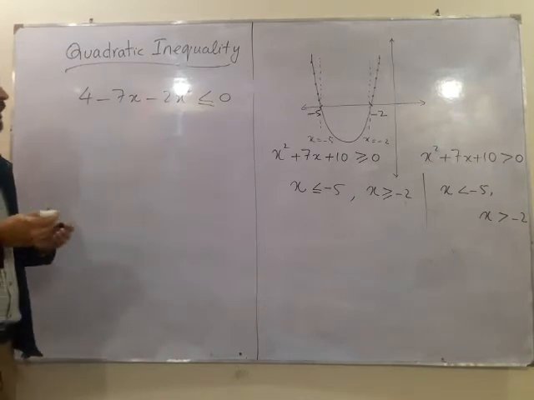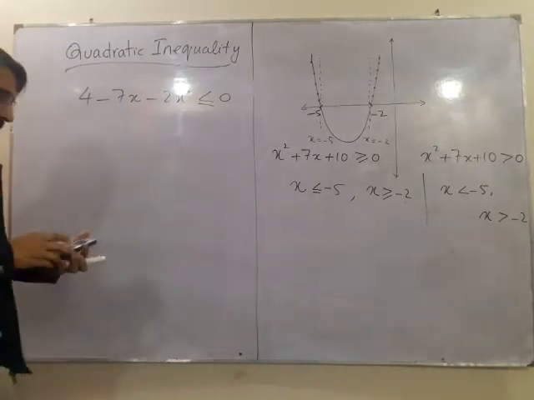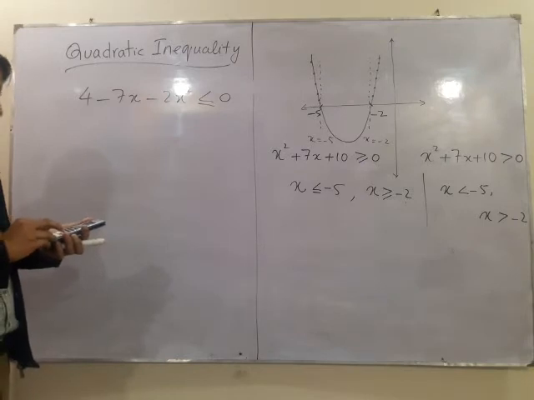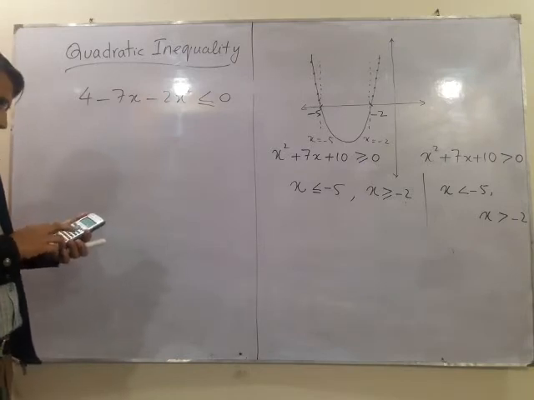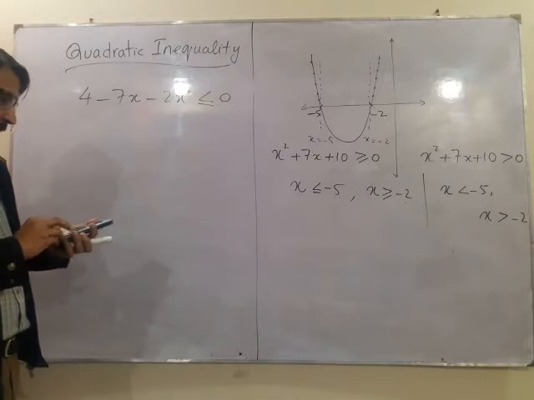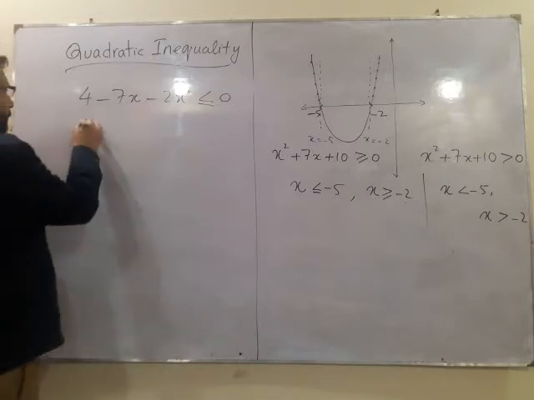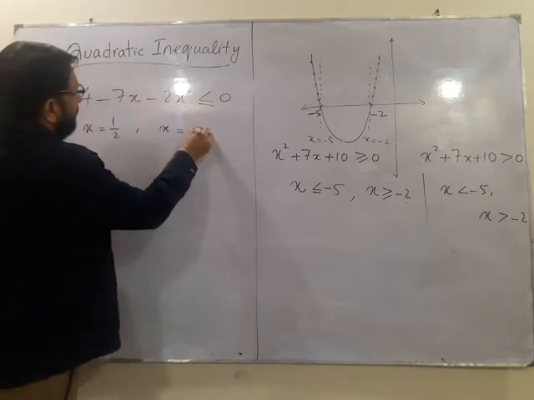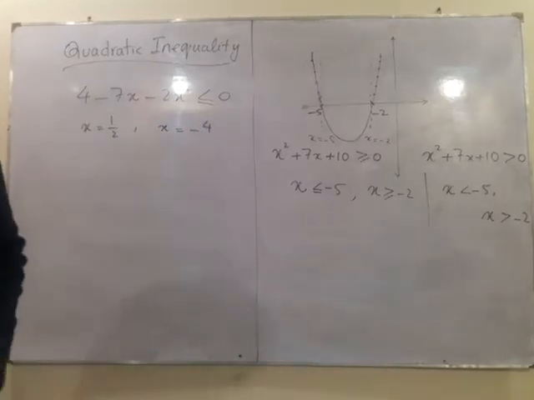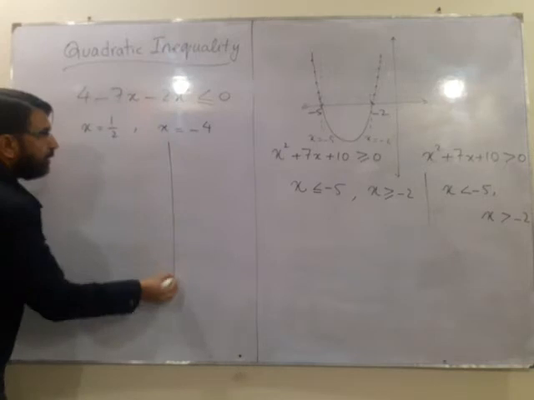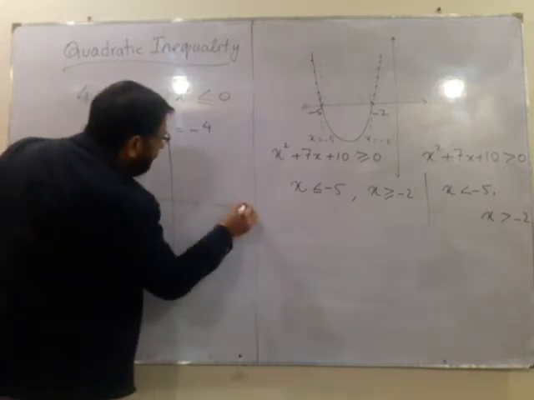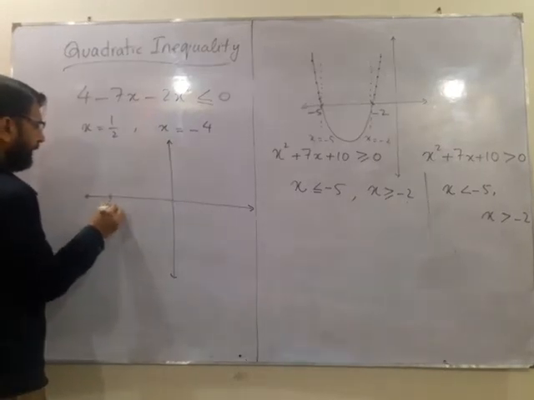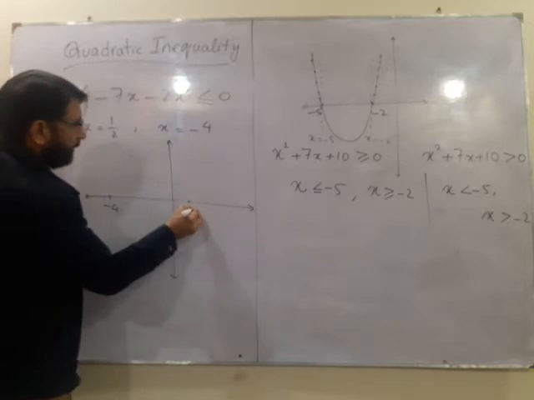First of all, we'll be looking for the roots. We have the coefficient of x squared as minus 2, the coefficient of x is minus 7, and the constant is 4. So we'll get x equals half and x equals minus 4. Now let's see how the curve behaves. Now this is minus 4 and half. Minus 4 means somewhere lying on this side and half means somewhere lying on this side.